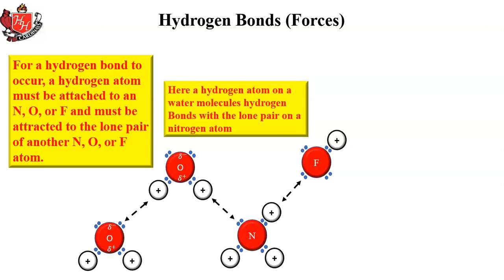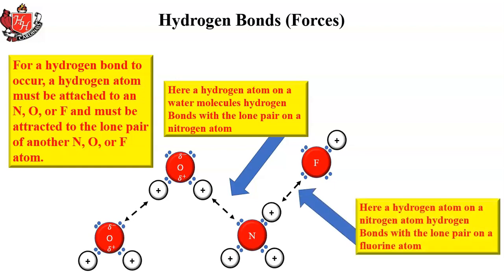Here a hydrogen atom on the water molecule hydrogen bonds with a lone pair on a nitrogen. So you can mix and match. The hydrogen on a water molecule attached to an oxygen doesn't have to go to the lone pair of another oxygen. It can go to the lone pair of a nitrogen or of a fluorine. So you can mix and match these, but it has to be one of those three elements. So it bonds with the lone pair on the nitrogen atom there.